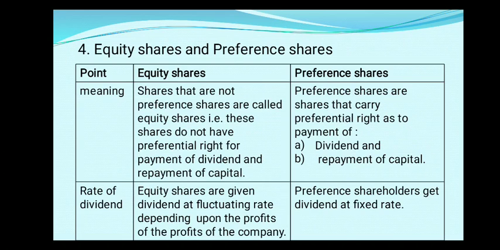Then equity shares and preference shares. All of you know the meaning of equity shares and preference shares. Equity shares are those shares which are not preference shares. These shares do not have a preferential right for payment of dividend and repayment of capital. And preference shares have certain preferential rights as to payment of dividend and repayment of capital. Tell me rate of dividend. In equity shares, equity shareholders get dividend at a fluctuating rate and preference shareholders get dividend at a fixed rate. In this distinguish, so many points are there, but you can write 5 to 6 points.